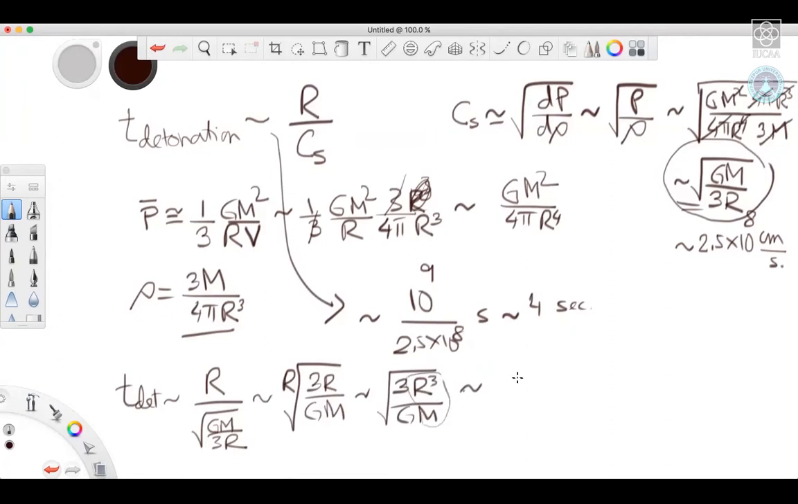roughly, it's very close to the square root of 1 over G times density. There are factors of square root of 3 and 4 pi that will be missing here, but you see that M over r cubed is density. So this just happens to also be the free fall time scale, the dynamical time scale. It's a very interesting coincidence here.